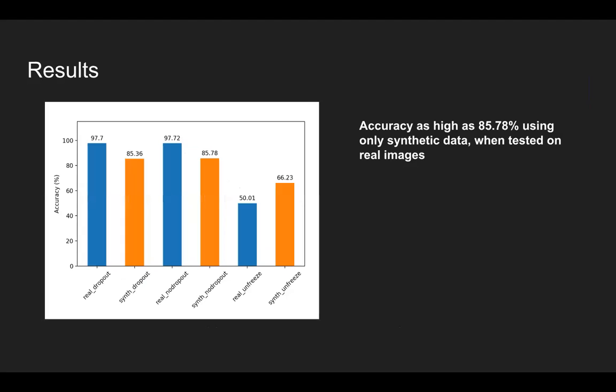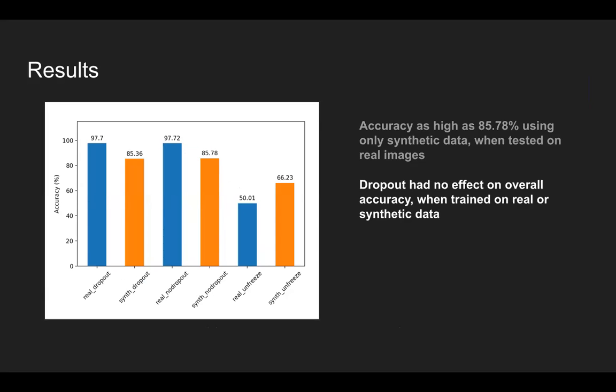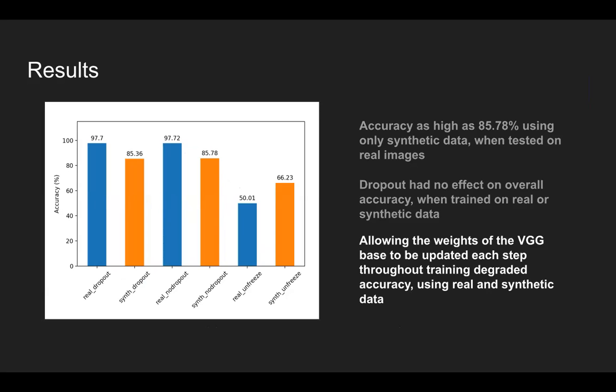We train the models using real and synthetic images and evaluate their performance strictly on real-world images from the Kaggle cats and dogs dataset. We show that an accuracy of 85.78% can be achieved using only domain randomized data. Dropout appears to have negligible effects, while unfreezing the weights of the VGG16 base severely degraded the overall accuracy in our experiments.